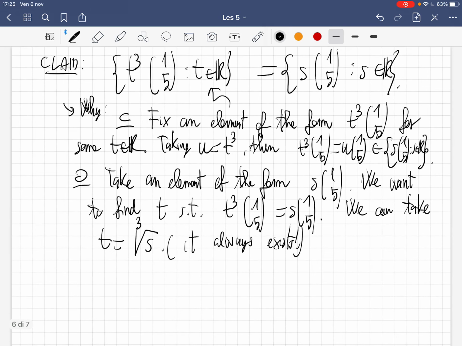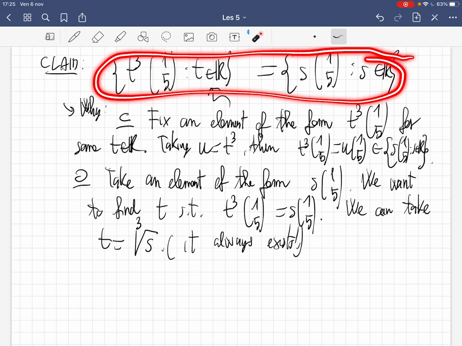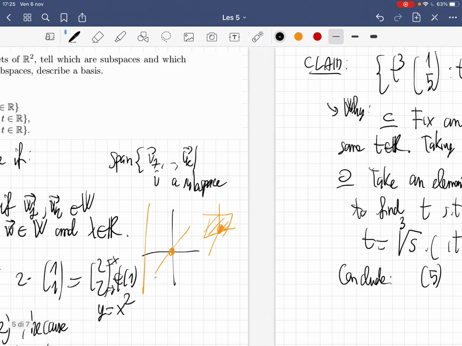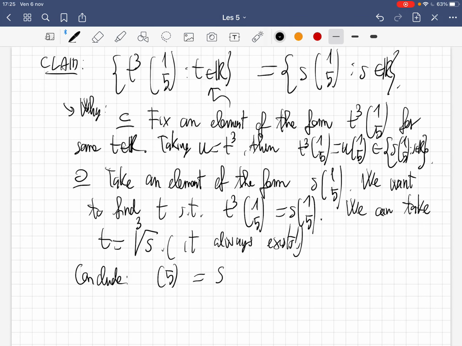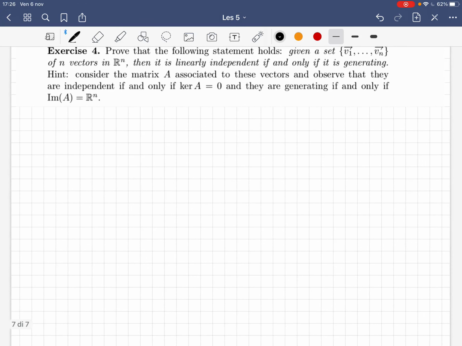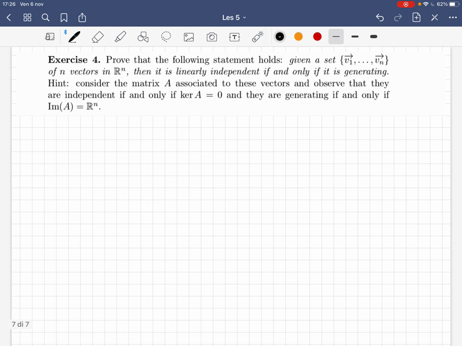So at the end, since we checked this equality, we conclude that this last thing is actually the span of 1, 5, and this is again, as before, a basis, and it's a subspace. That's good. We finished the exercise, and so there is just this last one, which is actually a theoretical exercise, but it's something we've already seen.